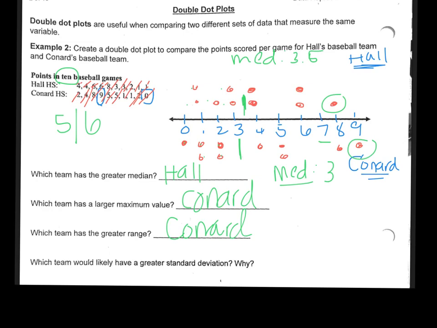So if we think about it, we can easily look and see that obviously Hall is more compact, right? They go from 1 to 8. So they're a little bit more compact, they're a little bit more consistent. Conard, on the other hand, is a little bit more spread out. So Conard will likely have a greater standard deviation because they are more spread out.